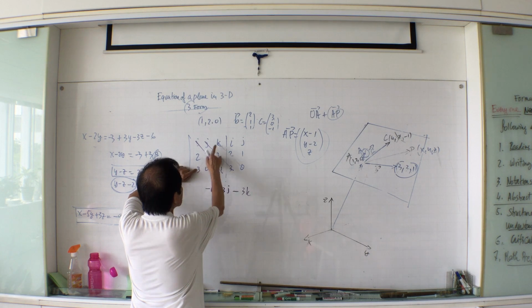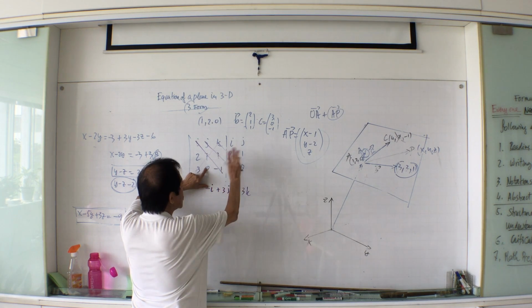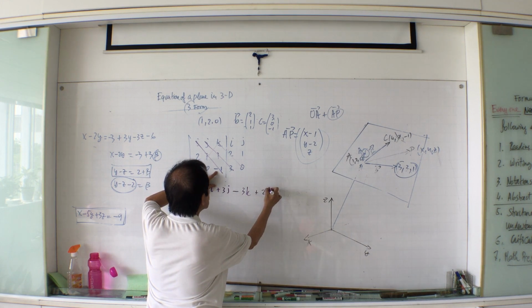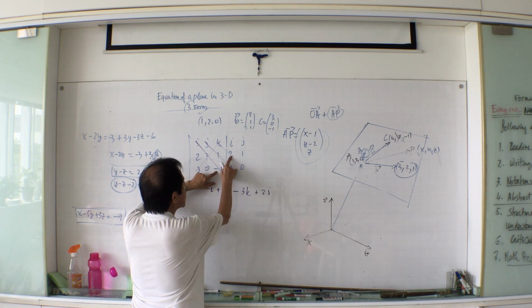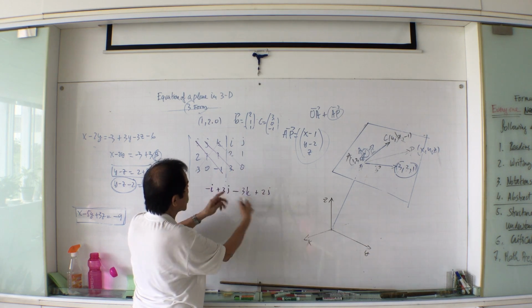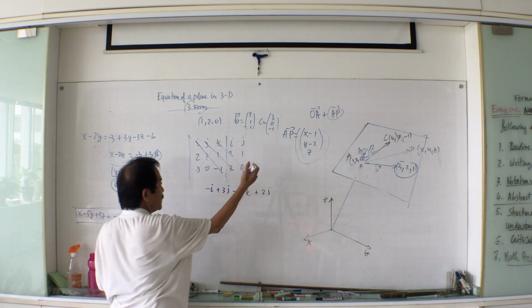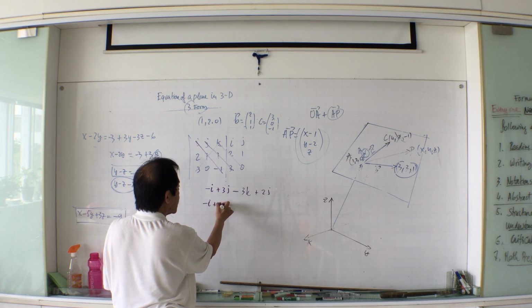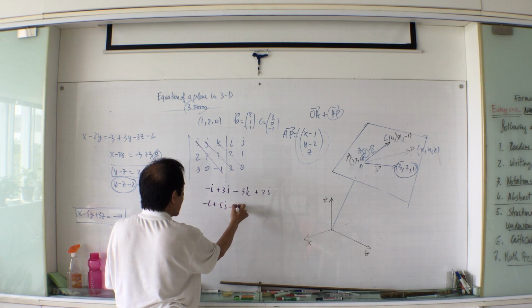3 times 1 times k. 0 times 1 for j, no i. Then minus becomes plus here, plus 2j. Minus 1 times minus 2 equals minus 2j, but you have to subtract this one. You subtract all three of them. So finally you have minus i plus 5j minus 3k.